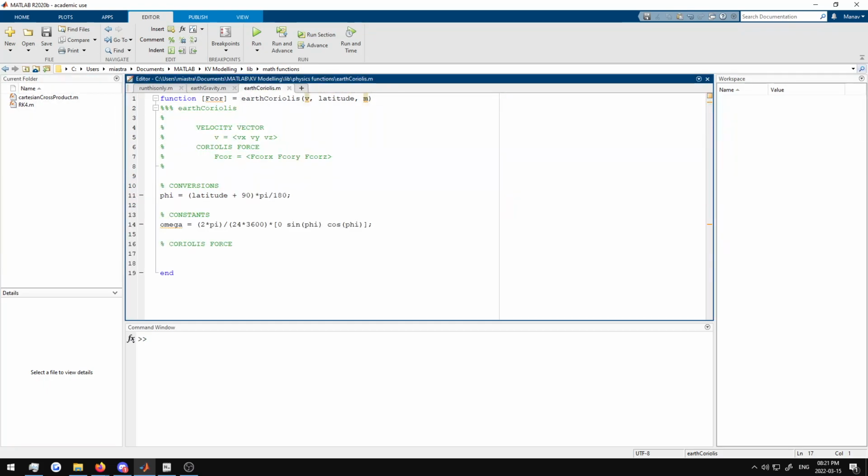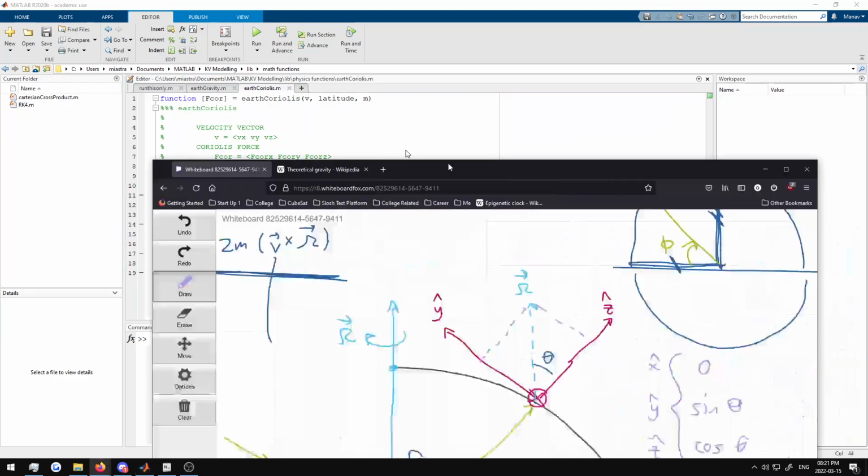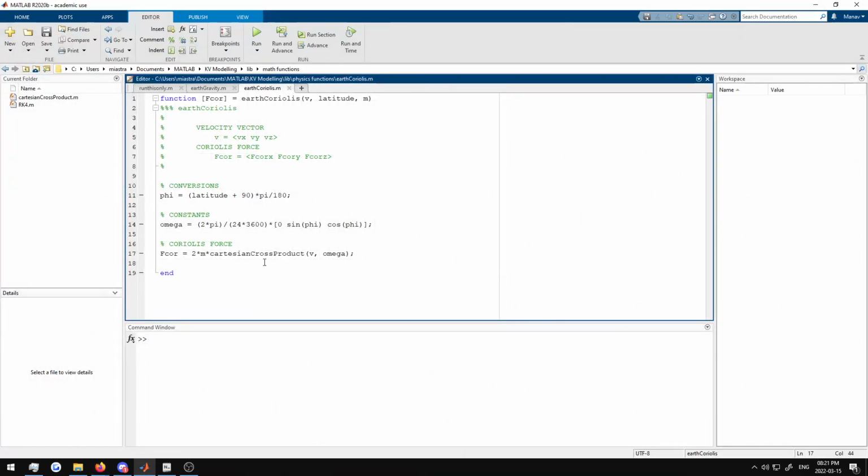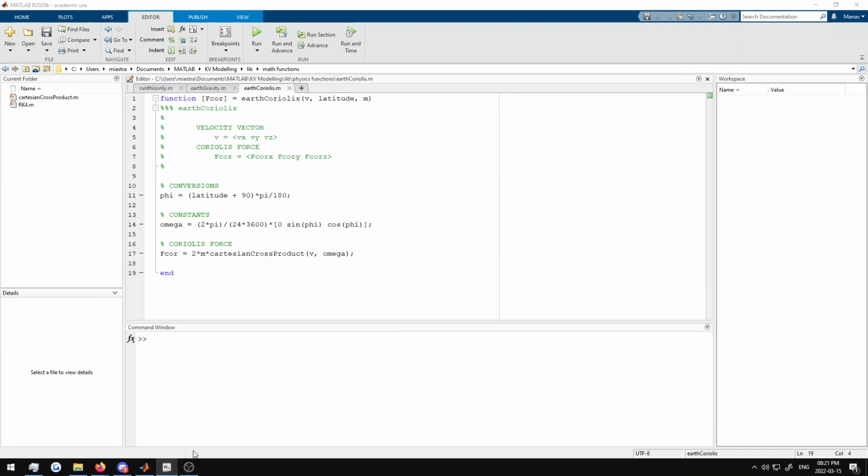Anyways, now that that's done, we can add in our Coriolis force. F core is going to be equal to 2 times m times the Cartesian cross product between v and omega. This follows from this formula right here, which you can find in any standard classical mechanics book. So this will give us F core, and we have our Coriolis force. Let me go back to physics functions. All right, so we have our Coriolis force done.